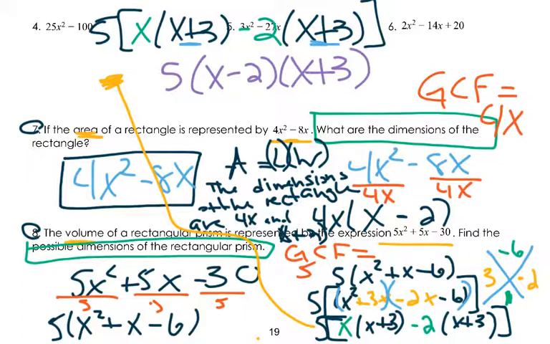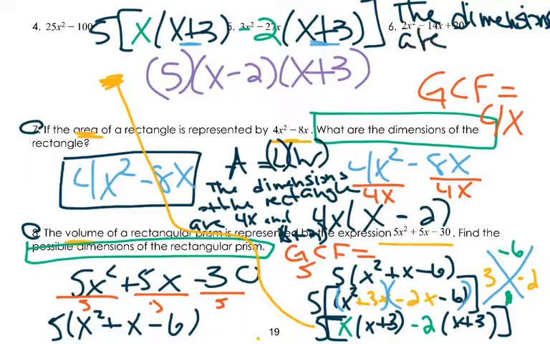In volume, I know I'm going to have 3 terms. So these are my 3 terms right here. And I could put this in a sentence. I could say the dimensions are 5x, x minus 2, and x plus 3. Okay, thank you, ladies.